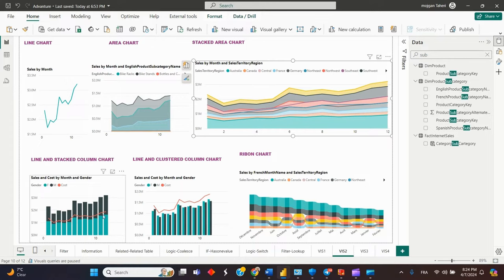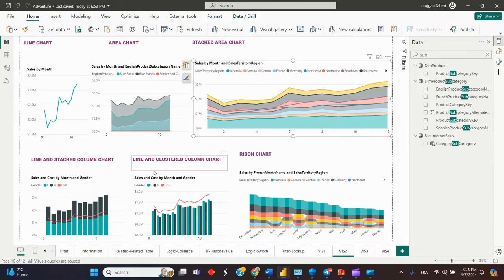Line and stacked column chart. Use it when you want to visualize trends over time while also comparing the contribution of different categories to a total. Here we have a series of female and male and the trend of the cost. Another example, tracking monthly sales revenue over the years with each stacked column representing the sales revenue for different products, different territories, and the line showing the total sales revenue, total cost.